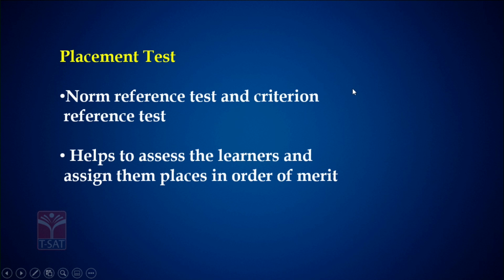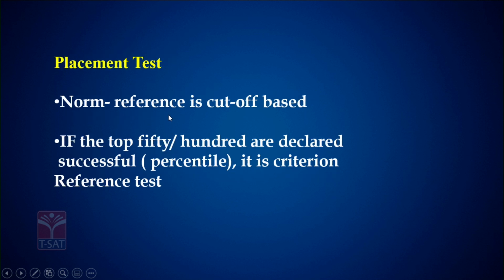the student at a particular level, and it can be both a norm reference test and a criterion reference test. And a placement test helps us to assess the learners and assign them places in the order of merit. And a norm reference test is cutoff based. We all know in competitive examinations there is a cutoff mark. So, whoever has crossed the cutoff mark will be declared successful. On the other side, if the top 50 or top 100 are declared successful, it refers to percentile, and it is a criterion reference test. So, a placement test can be norm reference or criterion reference.